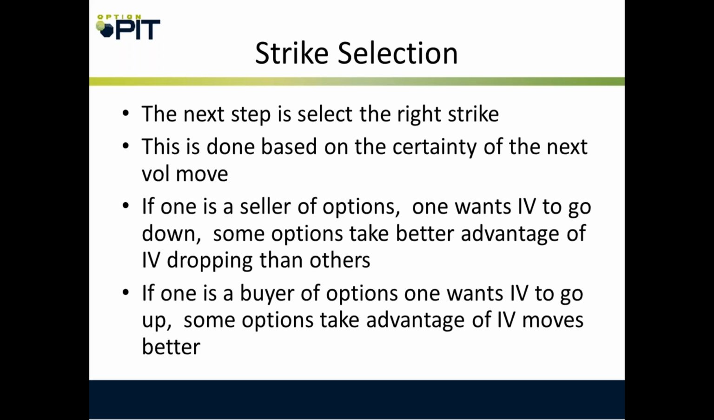So now, strike selection is really the difference between a good trade and a bad trade. So now that I've got an idea on whether I want to buy or sell, I need to pick my strike price. And this is done based on the certainty of the next volatility move. If one is a seller of options, one wants IV to go down. Some options take better advantage of IV dropping than others. If one is a buyer of options, one wants IV to go up. And some options take advantage of IV moves up better.